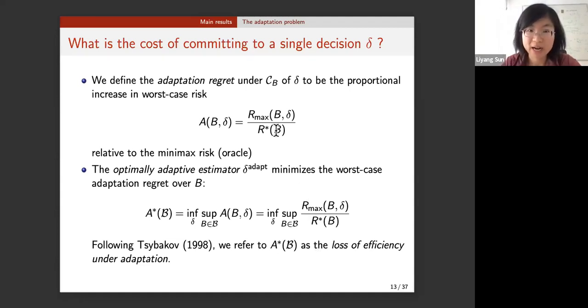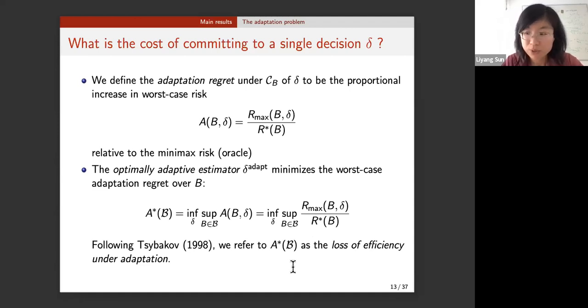So with this definition of adaptation regret, our proposed single estimator is the optimally adaptive estimator, delta adapt, that minimizes the worst case adaptation regret. So to Bruce's question, this is a minimax in a sense, but not quite minimax, because it's about minimizing the worst case adaptation regret. This minimized quantity, called A star, is a function of the collection of bias spaces that we want to adapt to. If this quantity is small, say close to 1, then we call the optimally adaptive estimator near minimax, because there is very little loss of efficiency from adapting to a collection of bias spaces.